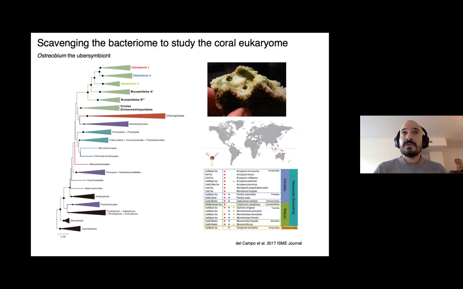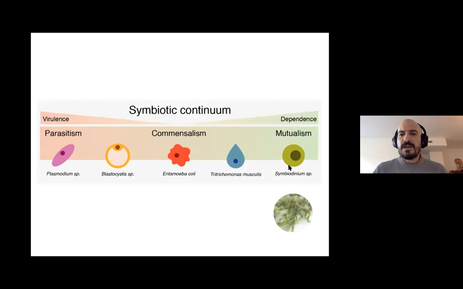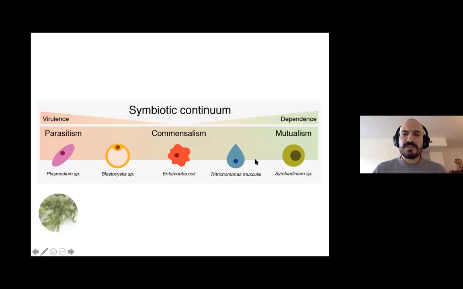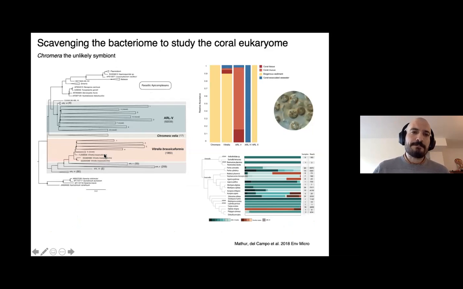But if it takes too long for the algal symbiont to come back, Ostriobium will overgrow the coral and will kill it. So Ostriobium can play all the roles across the symbiotic spectrum. So it starts as a commensal, living in the skeleton below the coral tissue. For a certain period of time, it can become a mutualist, and if things go really bad, it becomes a parasite and kills the host.